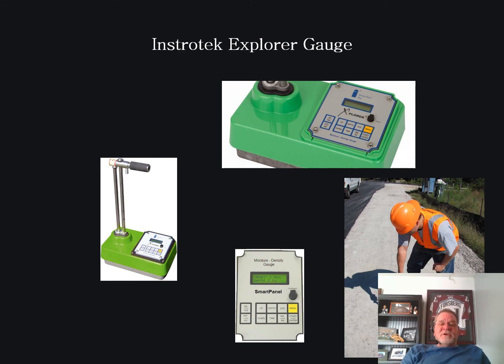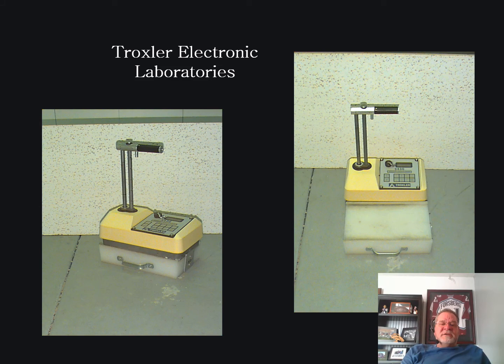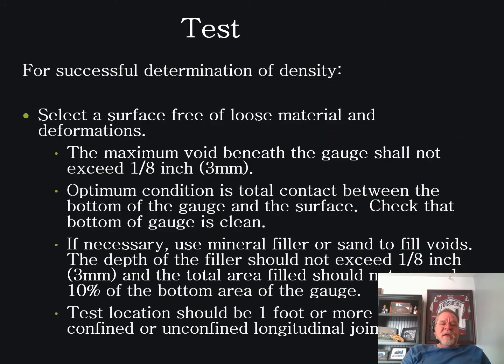This is the Instatek Explorer gauge, the Campbell Pacific nuclear gauge, and the Troxler electronics. They all do the same thing, just different manufacturers, different Ford and Chevy and Toyota.